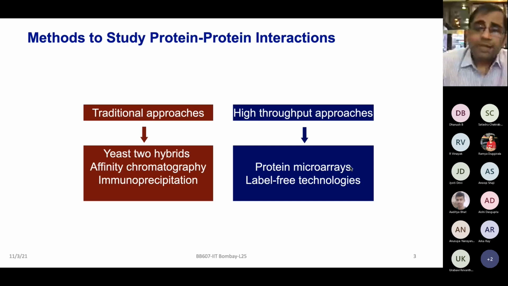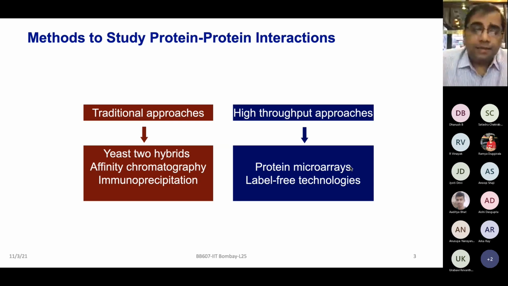So while some of you would have already studied conventionally that there are different traditional approaches for studying protein-protein interactions, which include immunoprecipitation (IP), quite popularly known, affinity chromatography-based methods, and yeast-2 hybrids. These are traditional approaches people have been using in biochemistry for a long time.